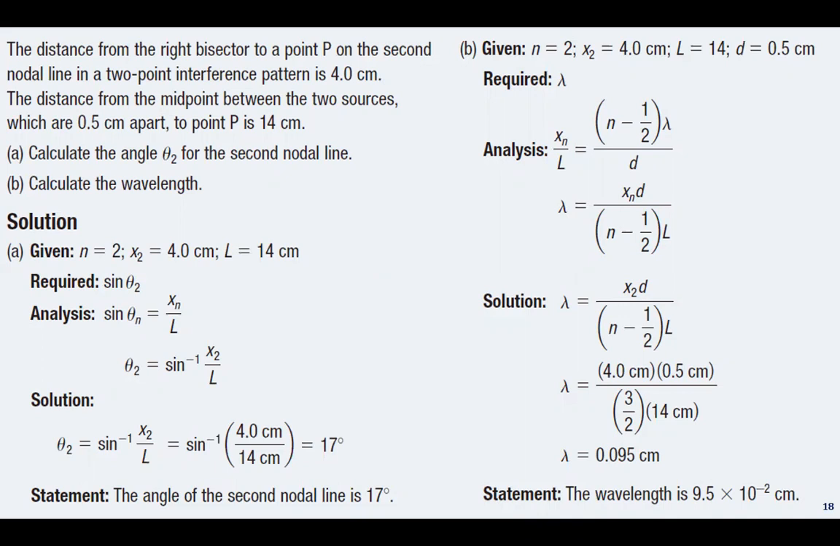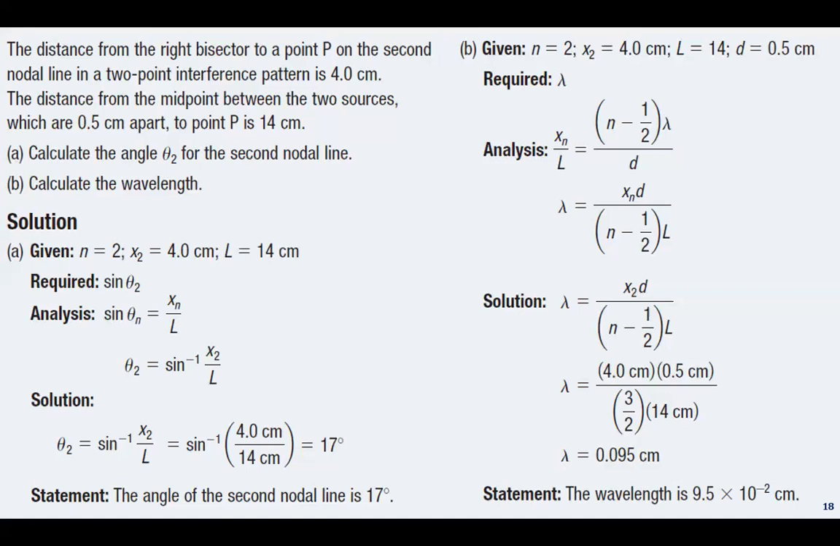Therefore, theta 2 must be arcsine of x2 over L. To put all the values in, we can solve theta 2 is approximately 17 degrees. So the angle of the second nodal line is 17 degrees.